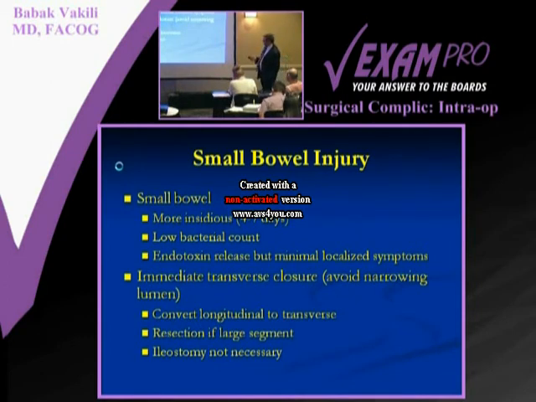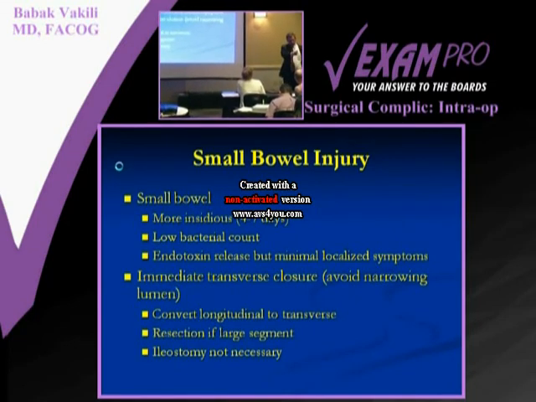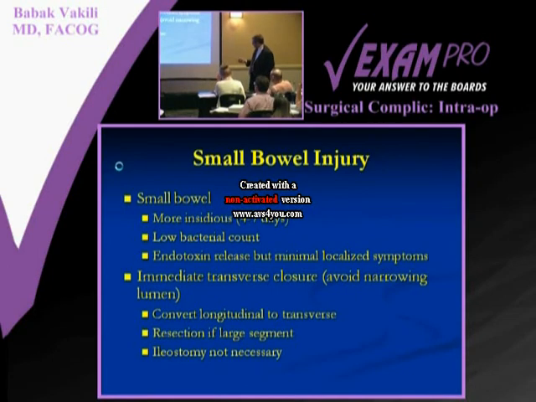If you do recognize the small bowel injury, immediate transverse closure, okay? The idea of closure is to avoid narrowing the lumen. So when I say transverse, you think about the axis of the bowel. Your suture line should be across the longitudinal axis of the bowel. That's how your suture line should end, okay? And I have a picture of that in a moment.